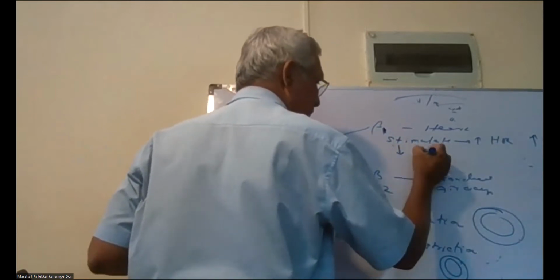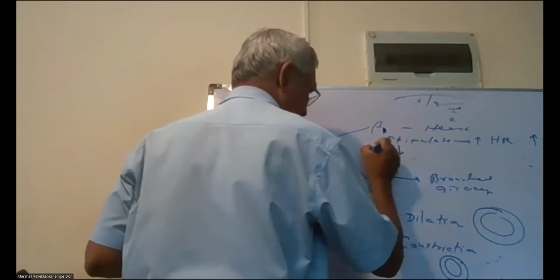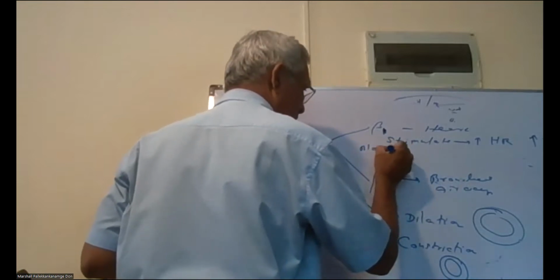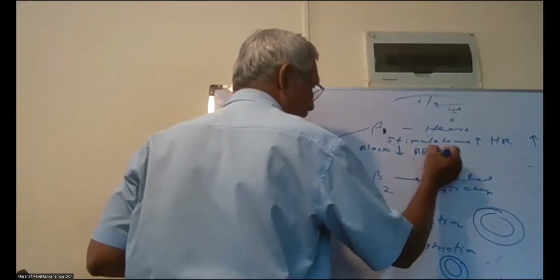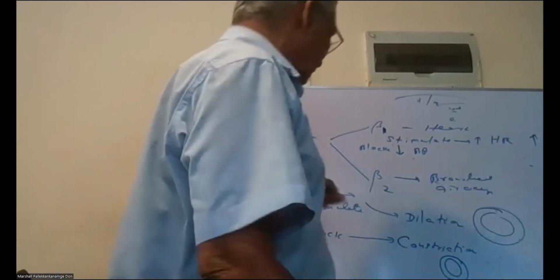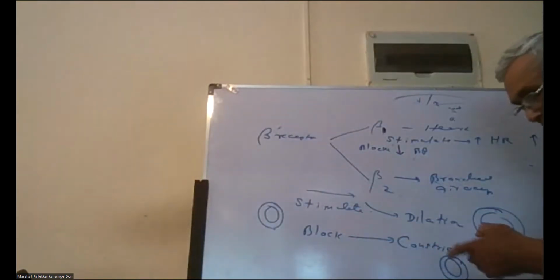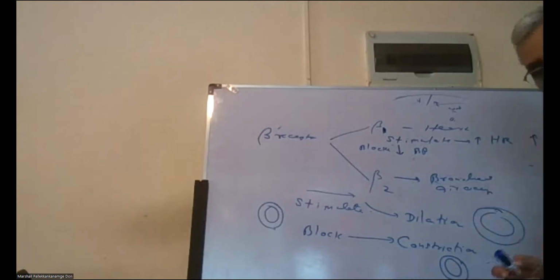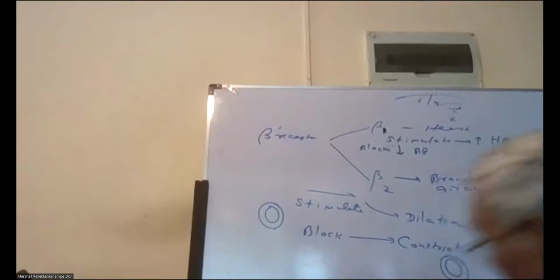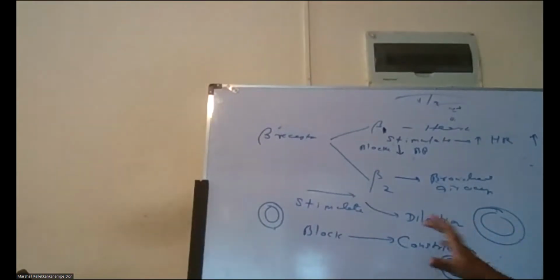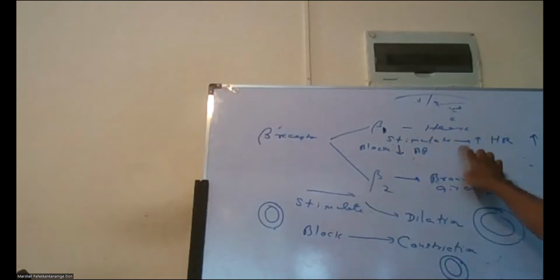Reduced, block, decrease blood pressure. So we are giving a beta blocker to decrease blood pressure, but if it is non-selective like propranolol, it will give more constriction. Most of the selective beta blockers now only affect the heart, but there is little effect on lungs also.